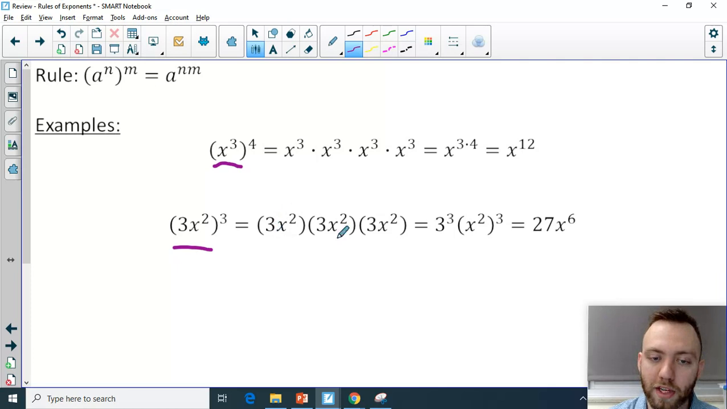But if you think about it like this, you can kind of skip this step if you want, but I just have both there so that you can think of it however you like. I just like to think of it this way. I'm going to have 3 times 3 times 3, which is 27, and then x squared times x squared times x squared, which is x to the 6th.